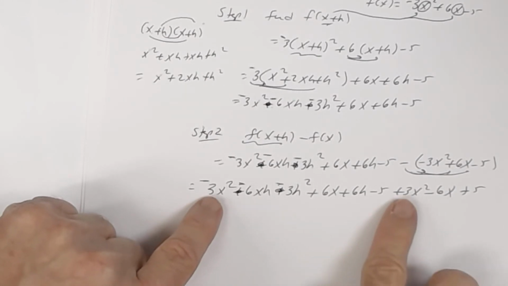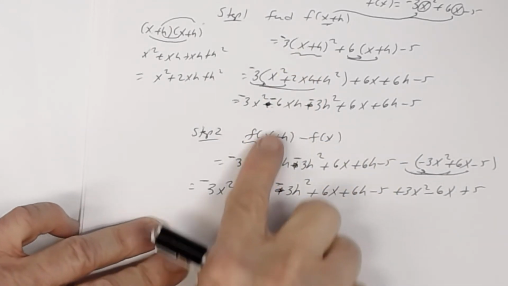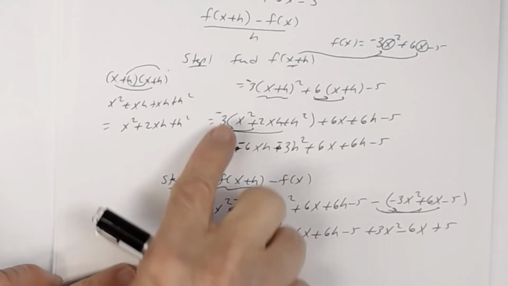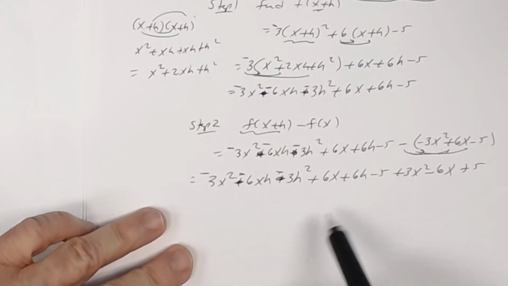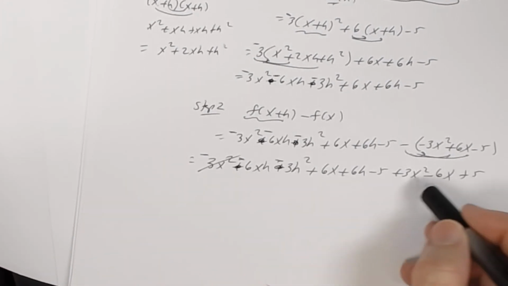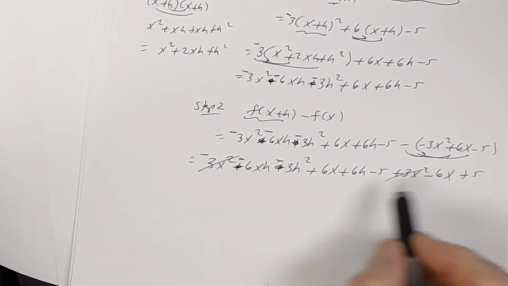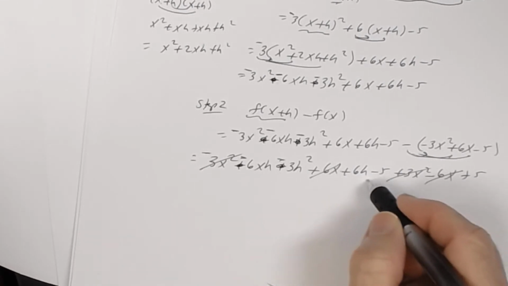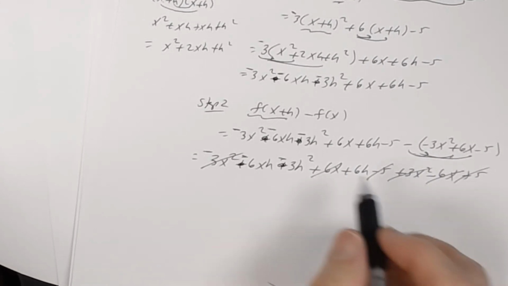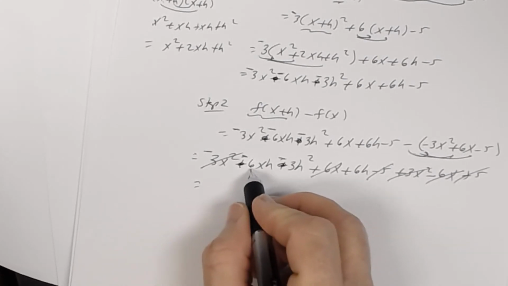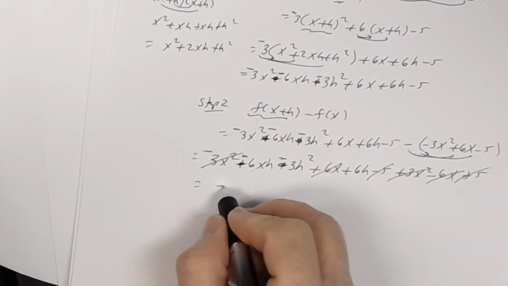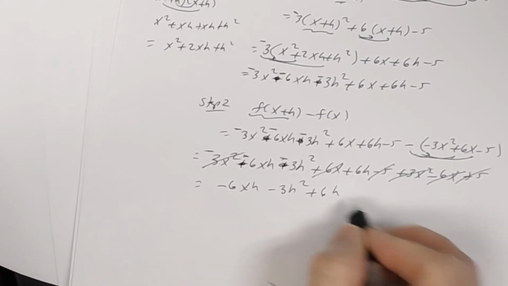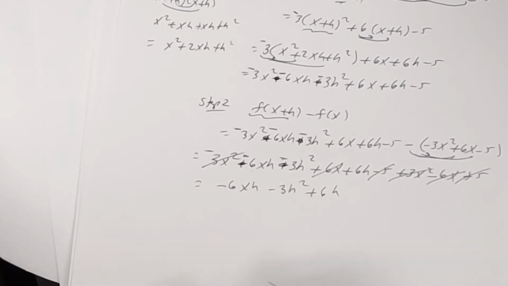All right, so I knew there was a mistake, so you go and you find it, and this is where it was. I forgot I put a positive 3 instead of a negative 3. So you just go and you fix it, and now notice what happens. Negative 3x squared, positive 3x squared. 6x, negative 6x. Negative 5, positive 5. And notice the only terms left are the terms with factors of h. So minus 6xh minus 3h squared plus 6h. All right, so that was your step 2.